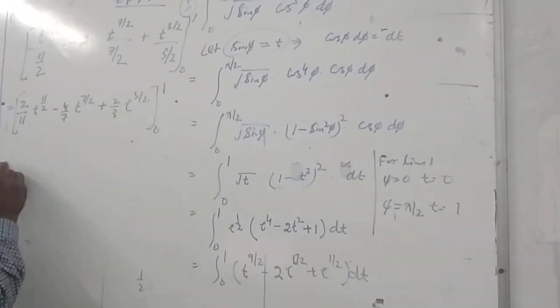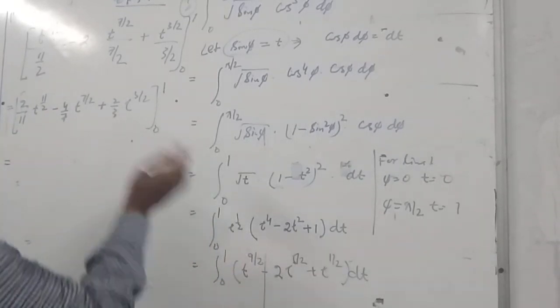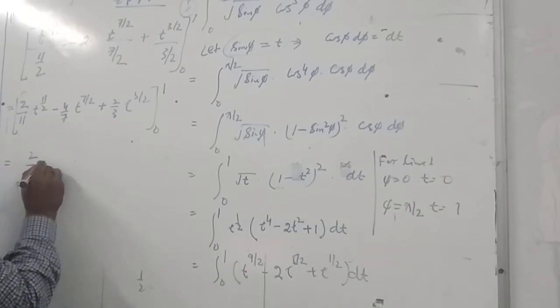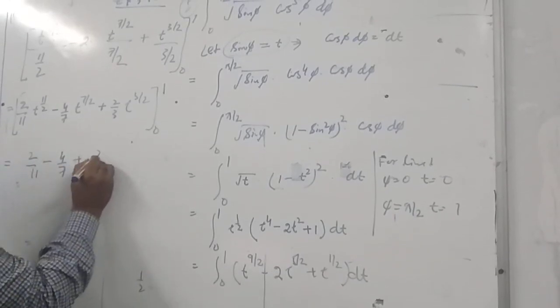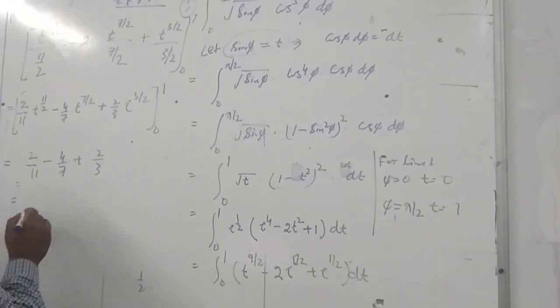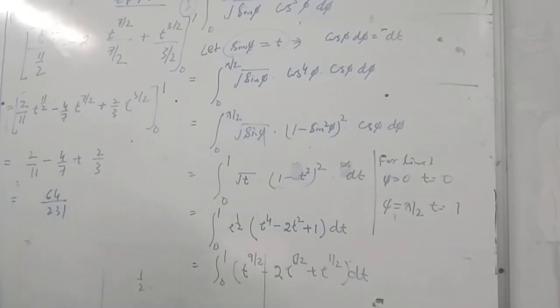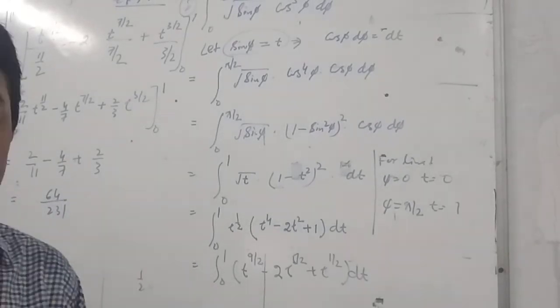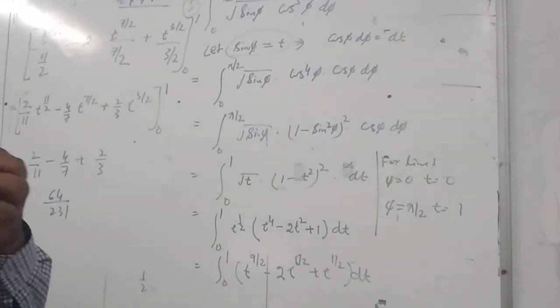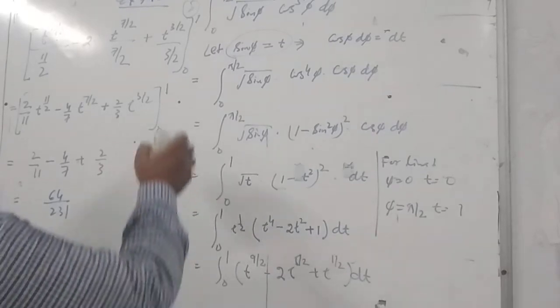Applying the limit, upper limit 1 and lower limit 0, the lower limit part will be fully 0. So this is 2/11 minus 4/7 plus 2/3. Finally, when you calculate, this is 64/231. This is your final answer. So these cases are the substitution case. One more interesting and important question for conclusion.